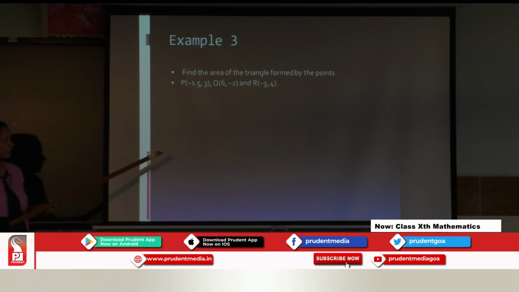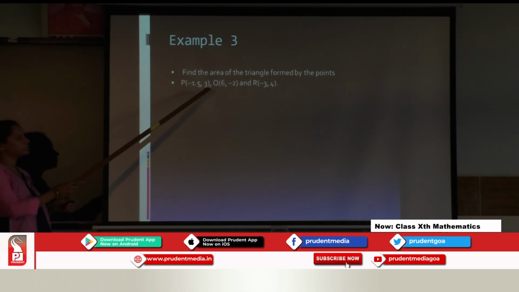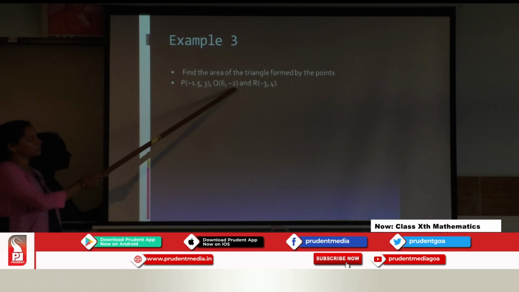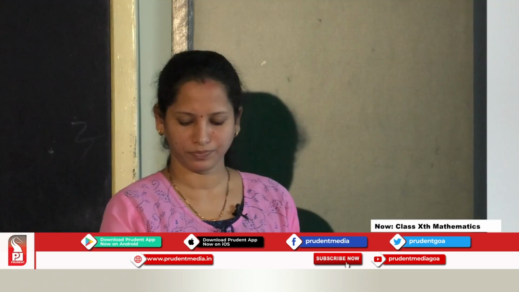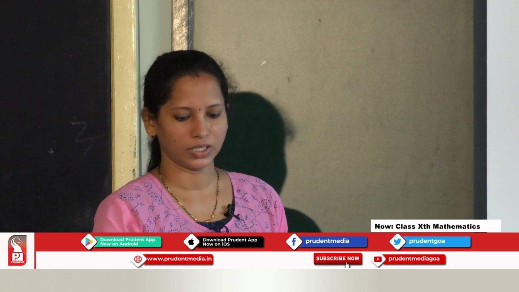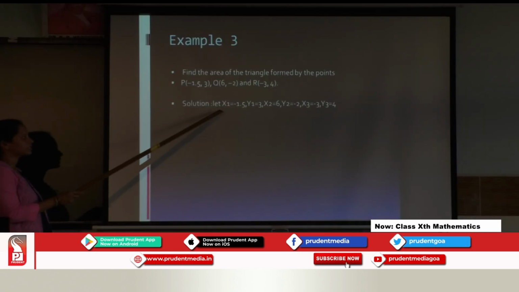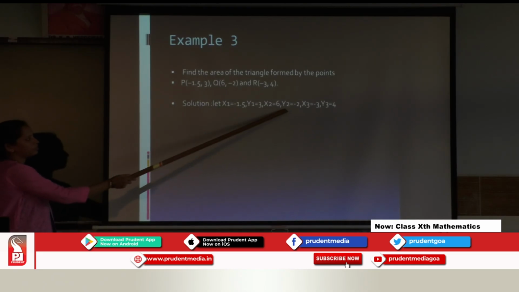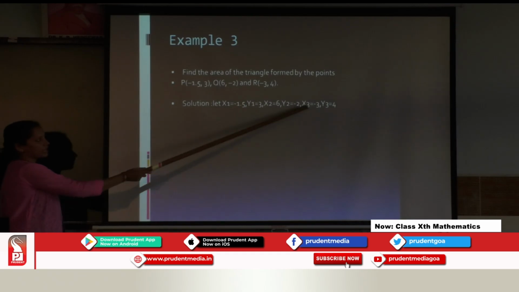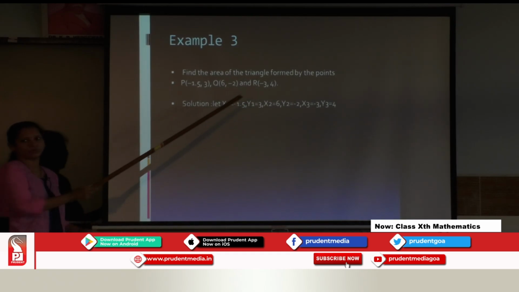Find the area of the triangle formed by the points P(-1.5, 3), Q(6, -2) and R(-3, 4). So, let x1 = -1.5, y1 = 3, then x2 = 6, y2 = -2, x3 = -3 and y3 = 4.